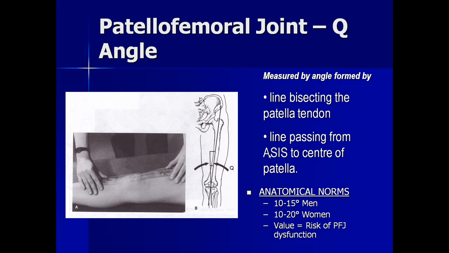Particularly associated with the patellofemoral joint is assessment of the Q angle. The Q angle is the line bisecting the patella tendon relative to a line passing from the ASIS to the centre of the patella. Normal values for this are 10 to 15 degrees in men and 10 to 20 degrees in women. An increase in the Q angle gives an idea of patellofemoral joint dysfunction.